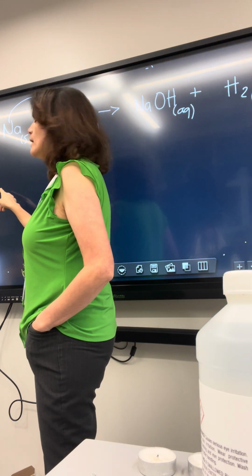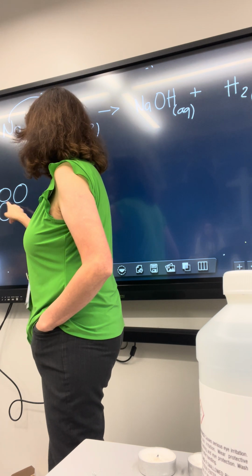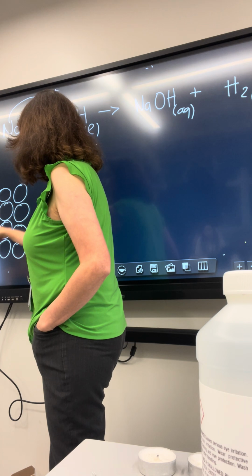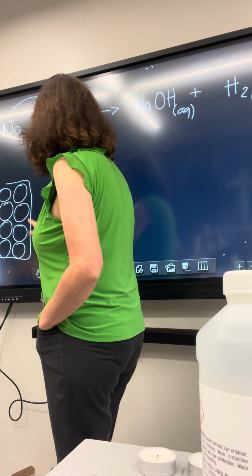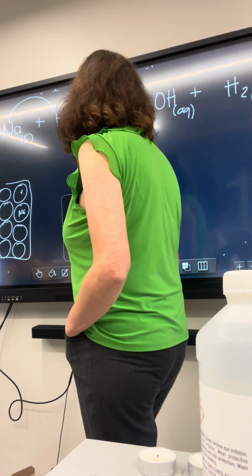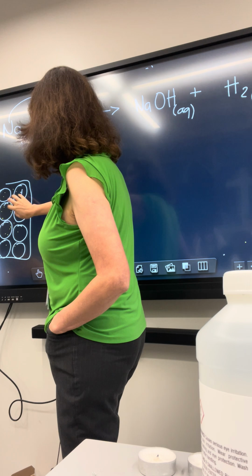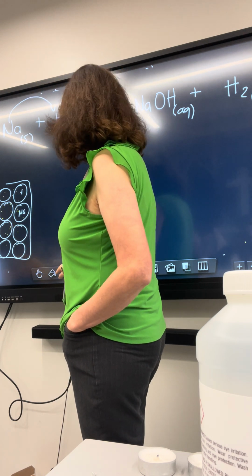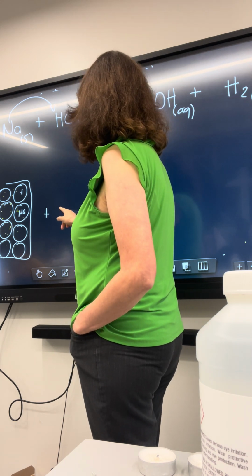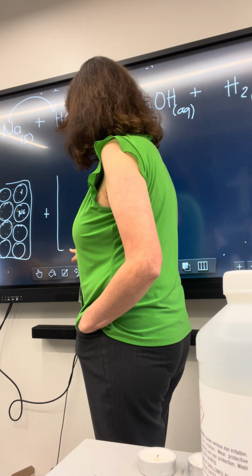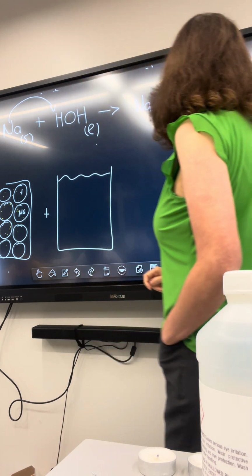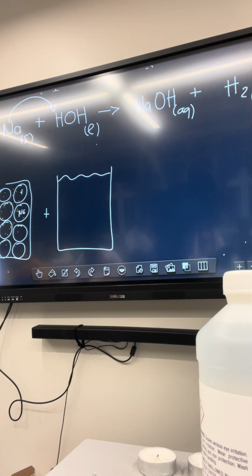I'm not going to keep asking this, but I hope you know that the sodium metal, I don't care what metal we do, is just going to be protons surrounded by a sea of electrons. And then I'm going to add water. So water obviously has to be in a container because it's a liquid. Let's balance it so I know how many I need to draw.